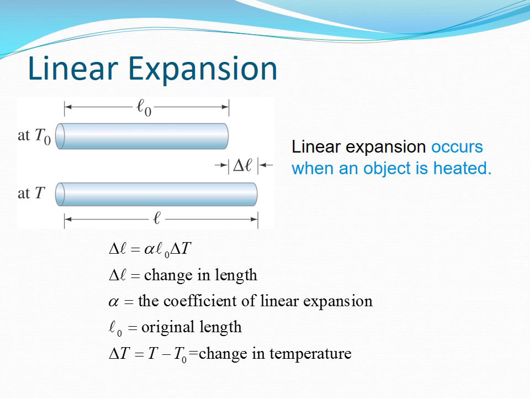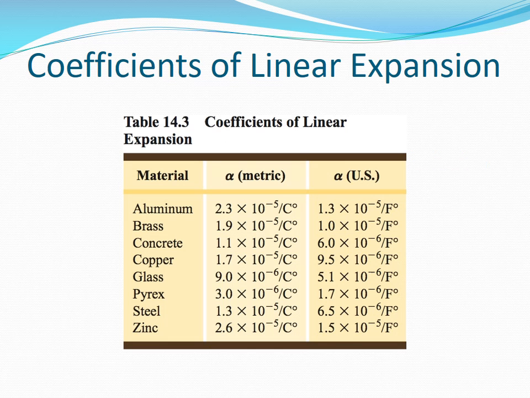If the final temperature T is greater than the initial temperature T sub 0, then the bar expands and the change in length is positive. If the final temperature T is less than the initial temperature T sub 0, then the bar contracts and the change in length is negative. The chart shows the coefficient of linear expansion for various materials.